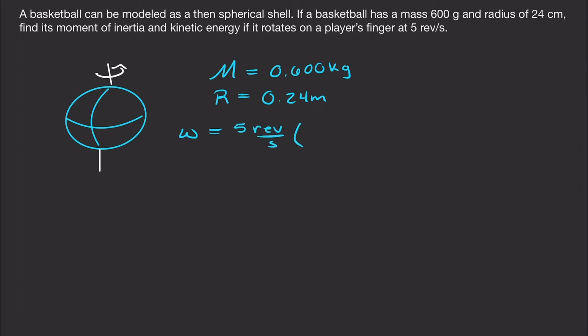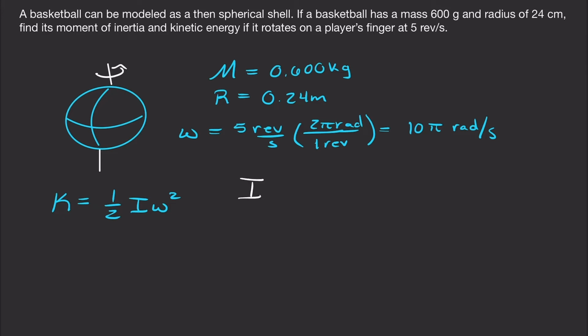So we'll want to convert that to radians. This is 1 revolution equal to 2 pi radians. And that gives us 10 pi. I'll just leave this pi in here, radians per second. That way we don't get a long decimal. And then I know in order to get the kinetic energy of rotation, that's going to be 1/2 I omega squared. So I have omega. Now I need to find I first.